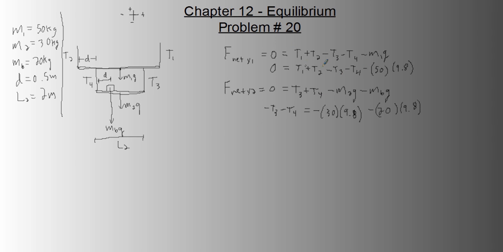So let's rewrite this line right now. This is going to be 0. So this is right here. 0 equals T1 plus T2, and these two obviously equal this. So I'm just going to rewrite these. 30 times 9.8 minus 20 times 9.8, and then don't forget this one here, minus 50 times 9.8.